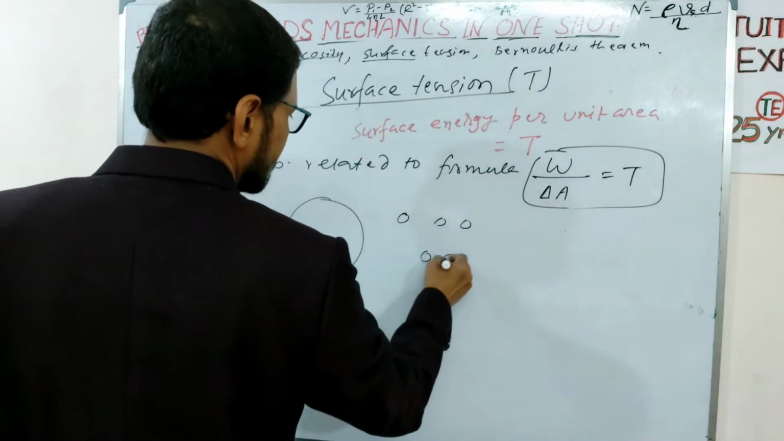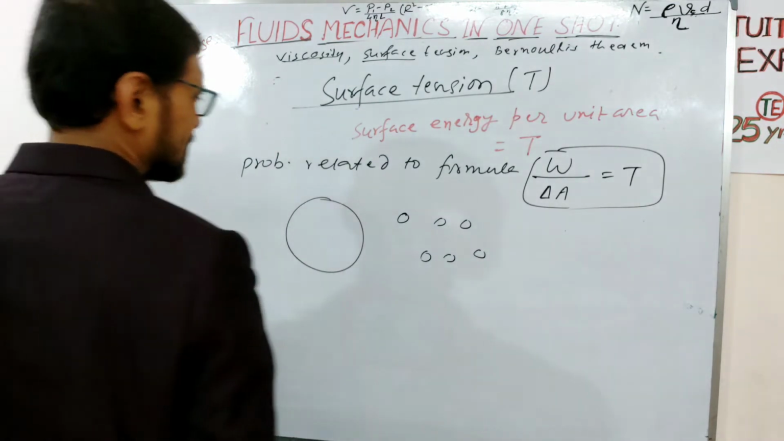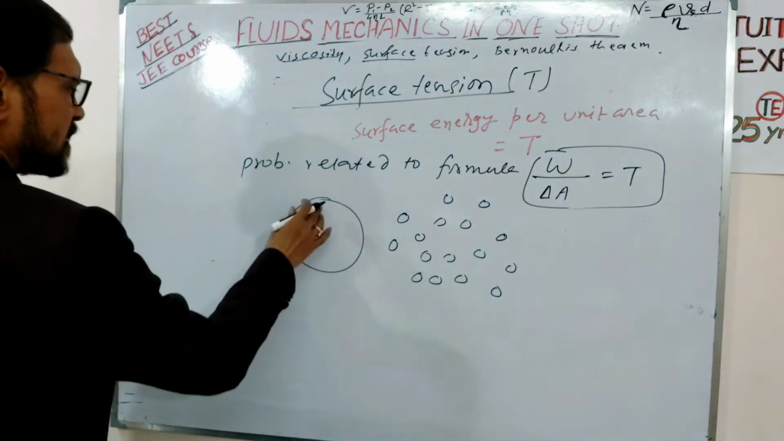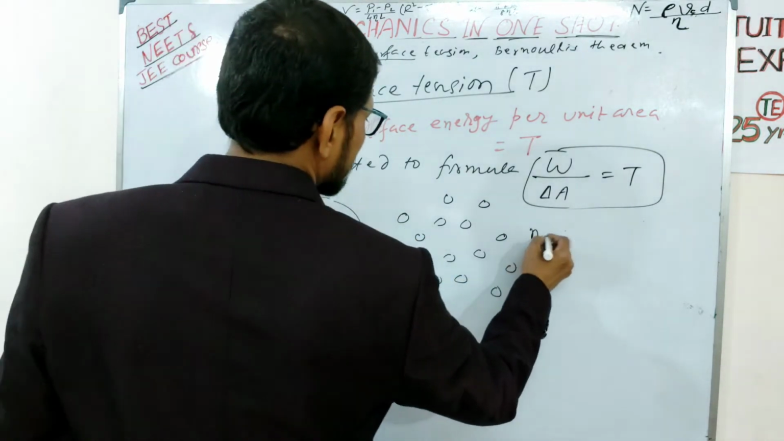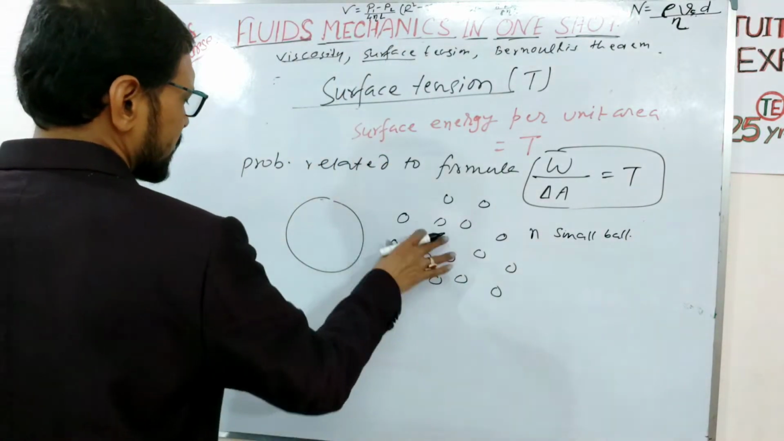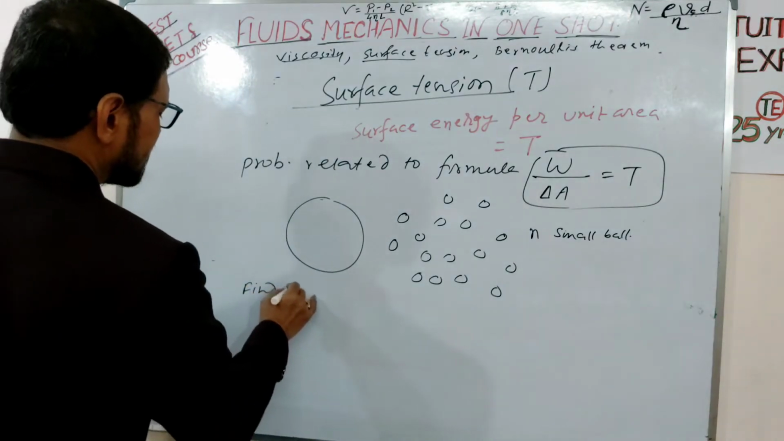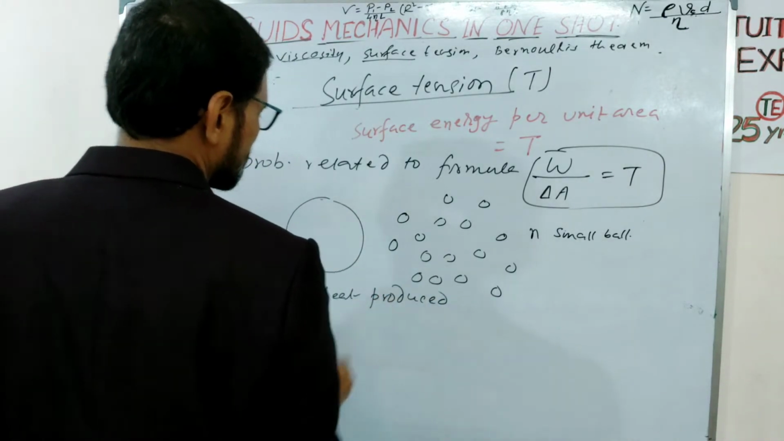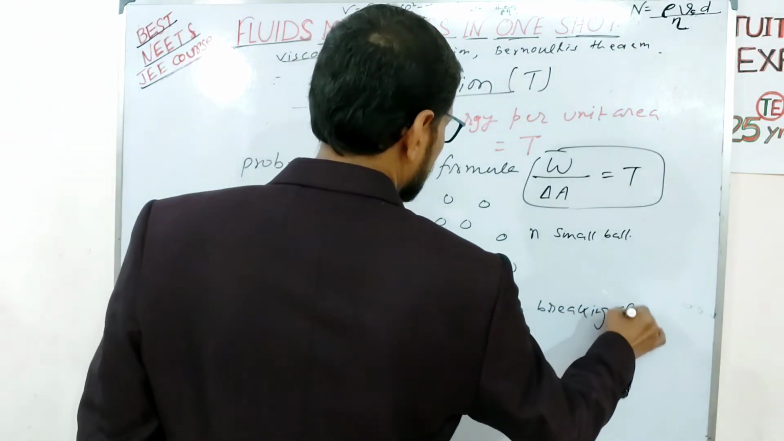Suppose a spherical ball breaks and forms n small balls, n number of small balls. Due to the breaking, heat is produced. Find the heat produced due to breaking of the sphere.